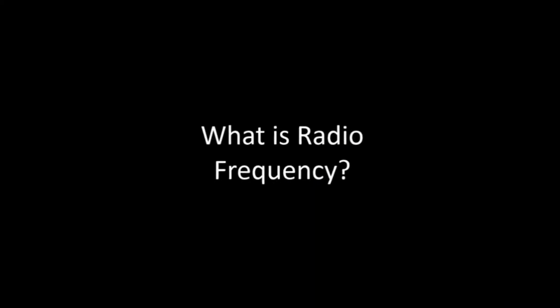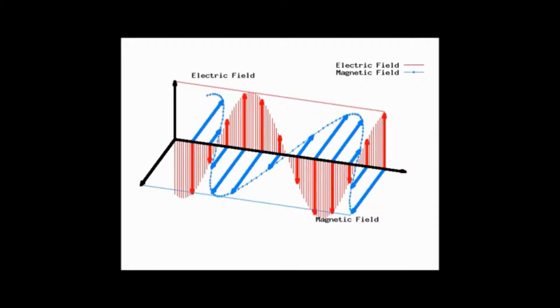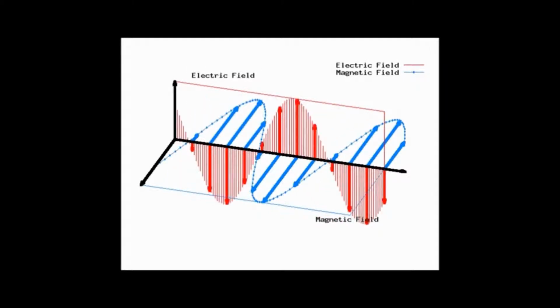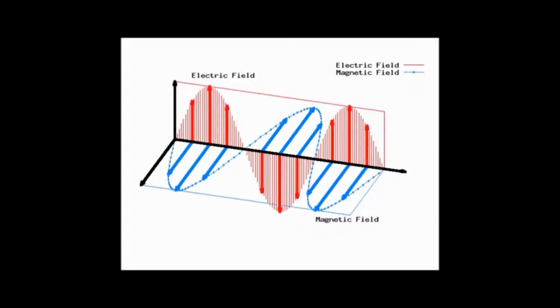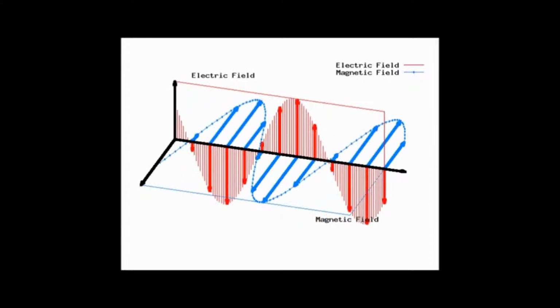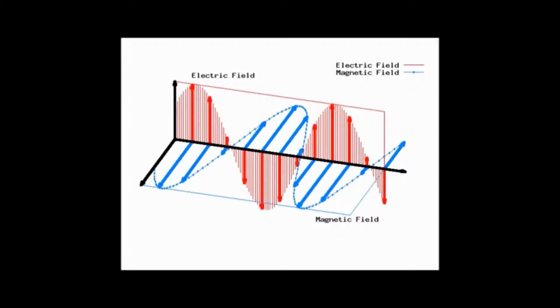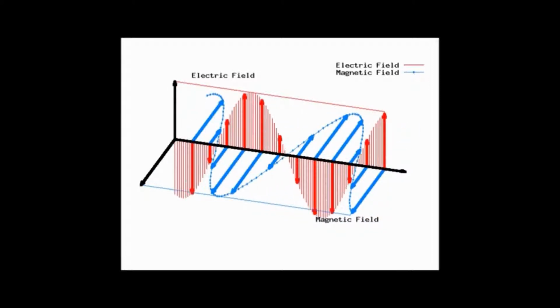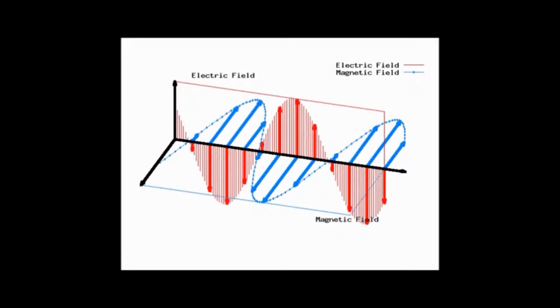What is radio frequency? Radio frequency is a type of electromagnetic radiation. Electromagnetic radiation, or EMR, is a form of energy exhibiting wave-like behavior. It has both electric field components, the red wave, and magnetic field components, the blue wave. The electrical and magnetic waves are perpendicular to each other and perpendicular to the direction of energy propagation.